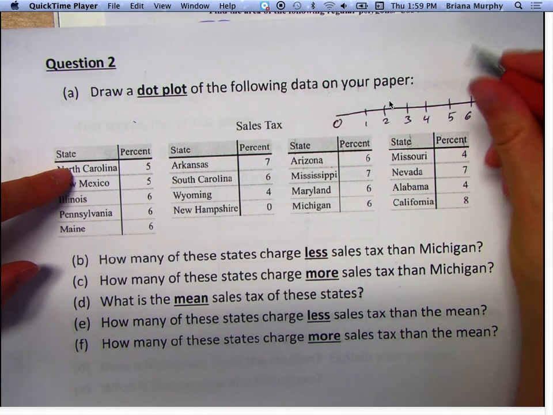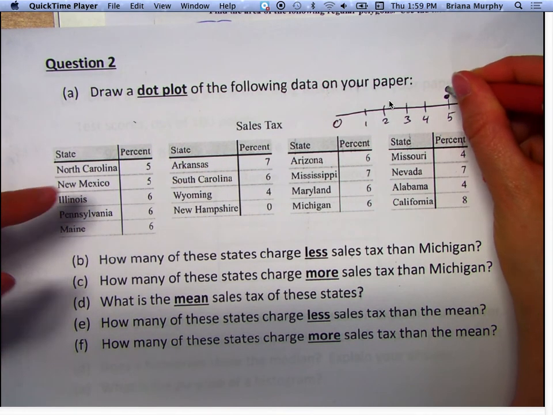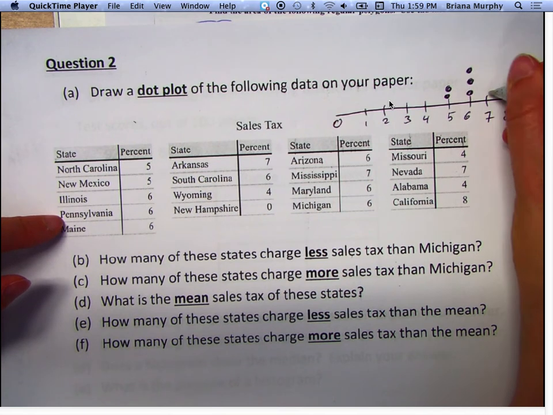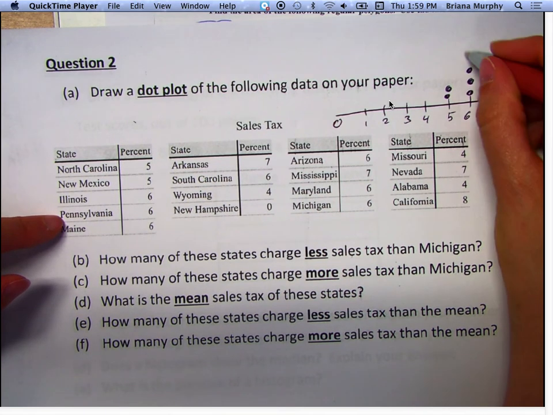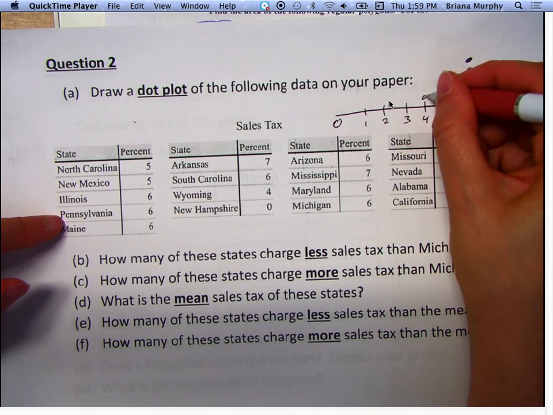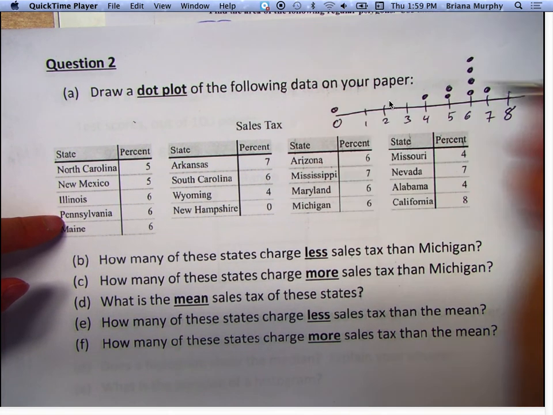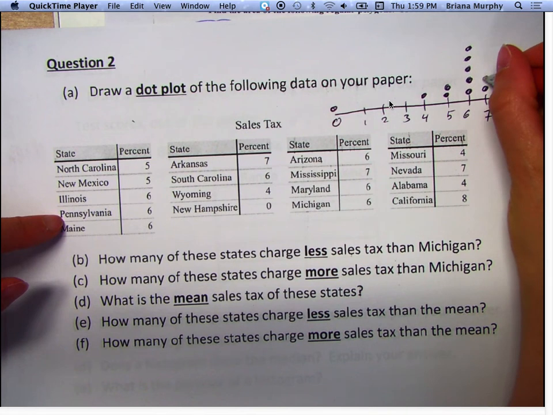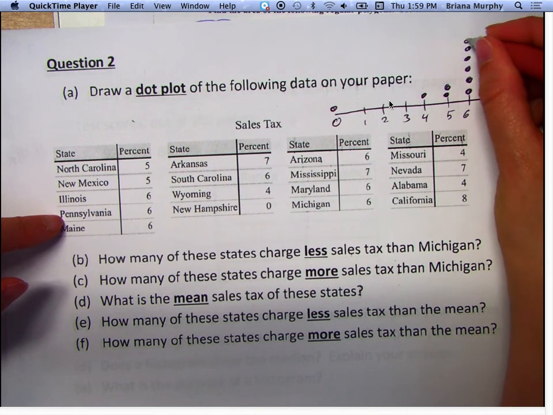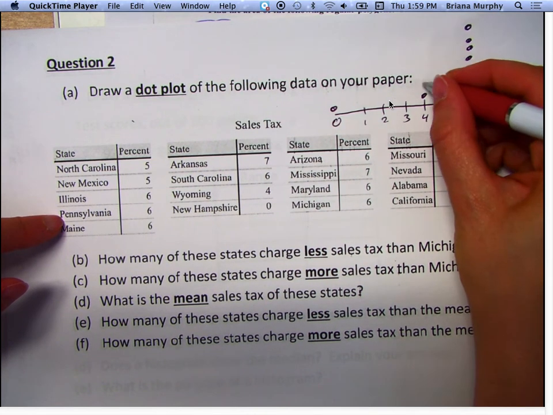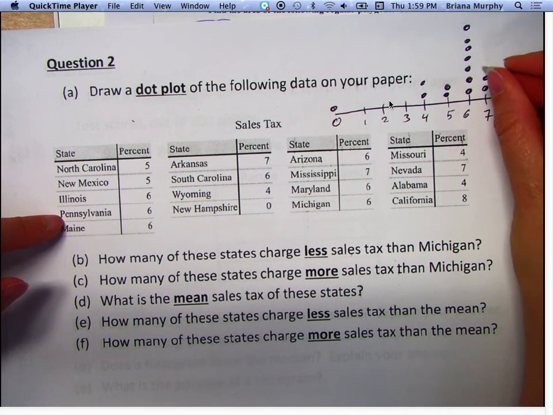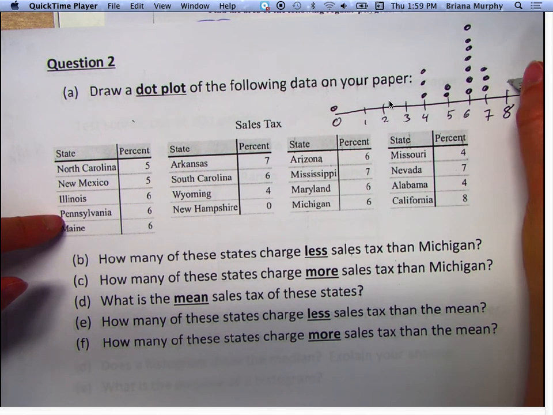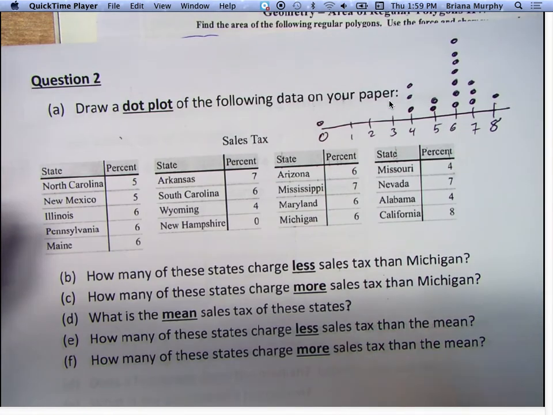North Carolina is a 5. New Mexico is a 5. Illinois is a 6. Pennsylvania is a 6. Maine is a 6. Arkansas is a 7. South Carolina is a 6. Wyoming is a 4. New Hampshire is a 0. Arizona is a 6. Mississippi is a 7. Maryland is a 6. Michigan is a 6. Missouri is a 4. Nevada is a 7. Alabama is a 4. And California is an 8. Why do you think California charges so much more than everybody else?